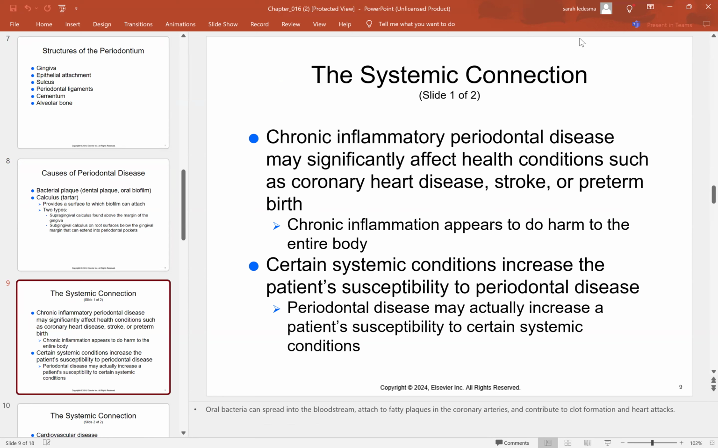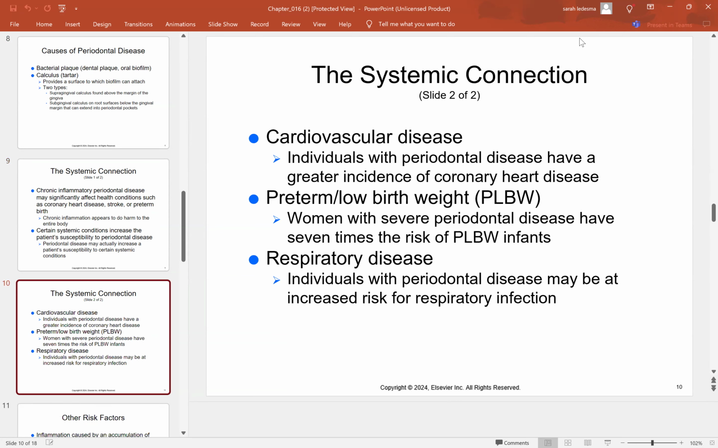Chronic inflammatory periodontal disease may significantly affect health conditions such as coronary heart disease, stroke, or preterm birth. Chronic inflammation appears to do harm to the entire body. Certain systemic conditions increase the patient's susceptibility to periodontal disease. Periodontal disease may actually increase a patient's susceptibility to certain systemic conditions.